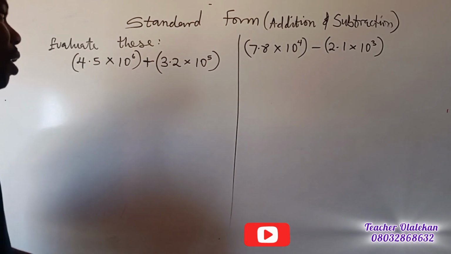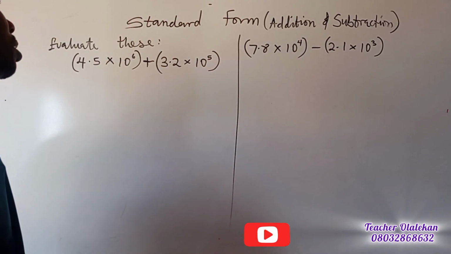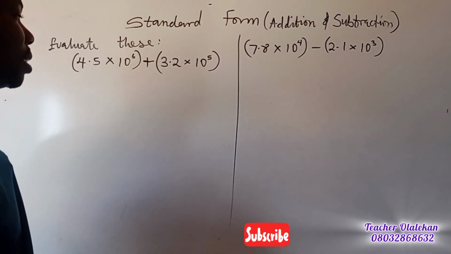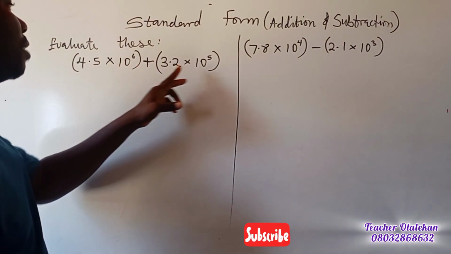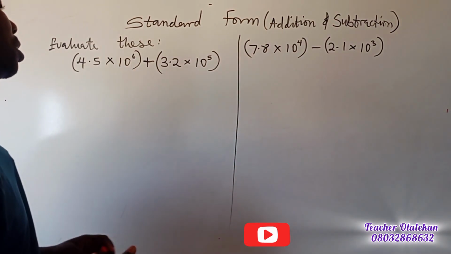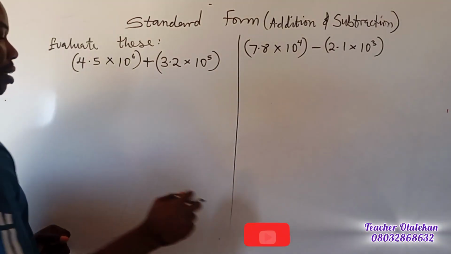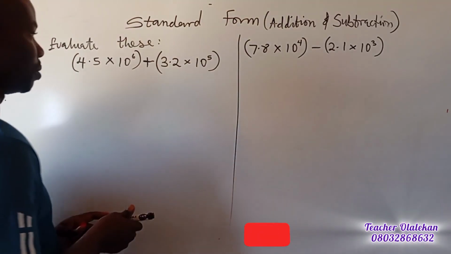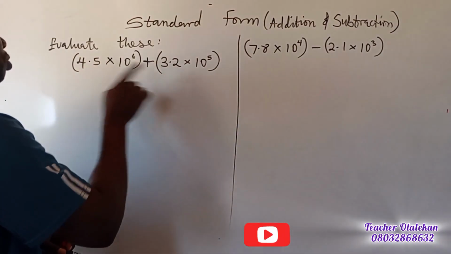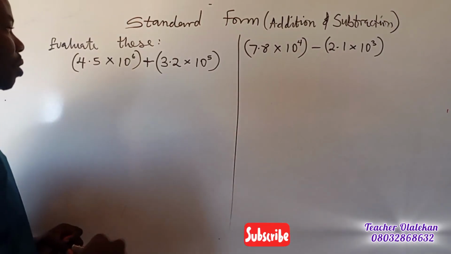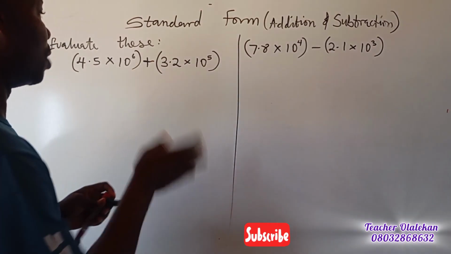So to handle addition and subtraction in standard form, the first thing you need to do is make them have the same exponent for your 10. So try to make them the same exponent. That's the first step. And after that, you now add or subtract the base, that is the coefficients.